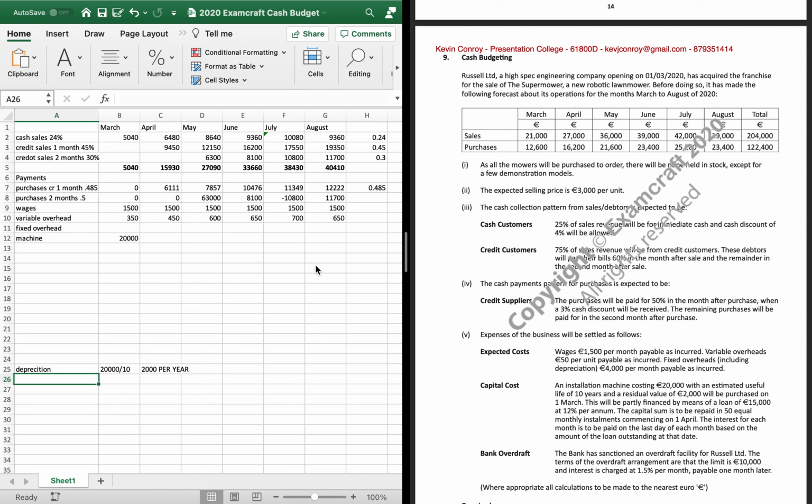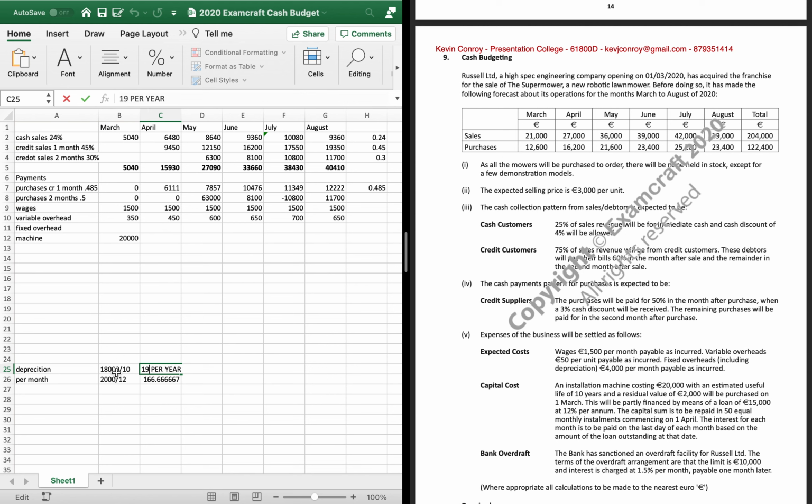So per month, it's going to be 2,000 divided by 12, which is 166. Okay, there might be. It's got a residual value of 2,000. My God, so it's only 18,000 divided by 10. Okay, again, just rushing through the question. So it's 1,800 a year.